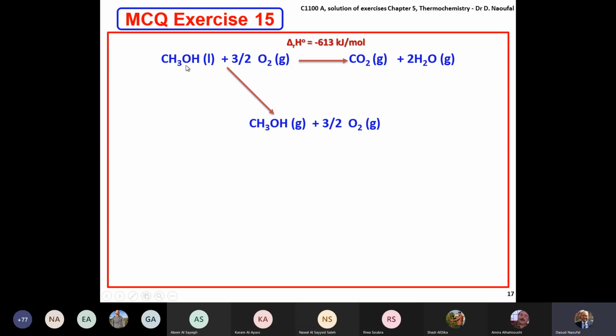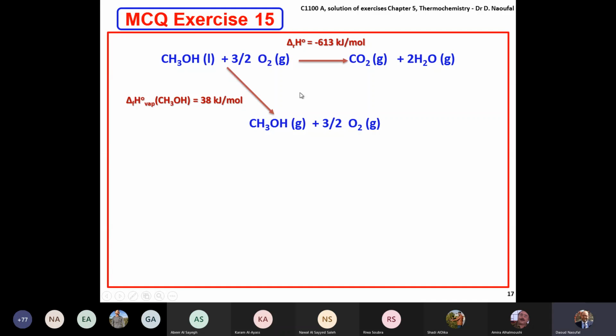I will transform CH3OH liquid to CH3OH gas, and O2 is the same. So what is delta H of this transformation? It is the transformation of methanol liquid to methanol gas, so this is a vaporization. So delta H of this transformation is delta H of the vaporization of methanol, which is given in the table: 38 kilojoule per mole.